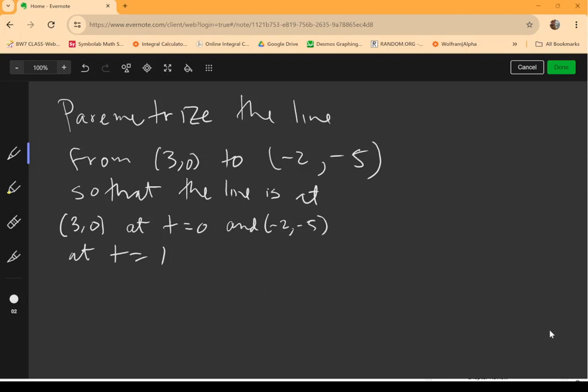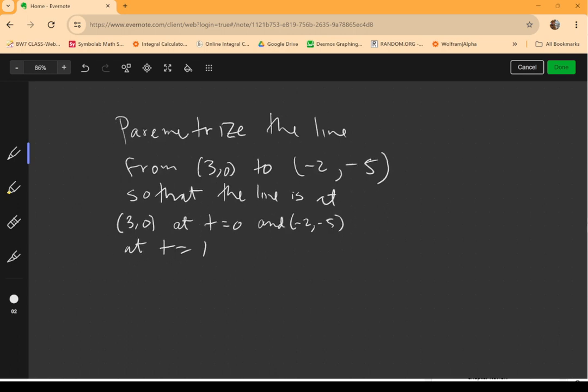Okay, so here we're going to parametrize a line. Now I'm going to parametrize it in a very specific way. The example asks to parametrize a line from (3, 0) to (-2, -5). So the line is at (3, 0) at t equals 0 and (-2, -5) at t equals 1.